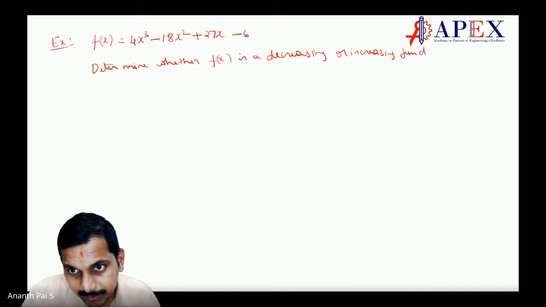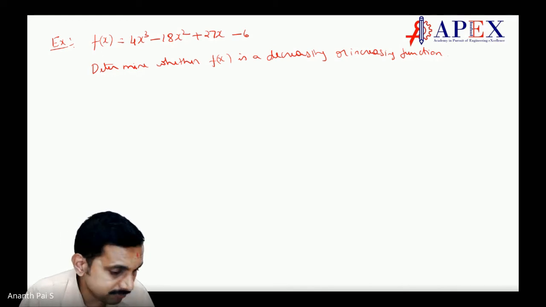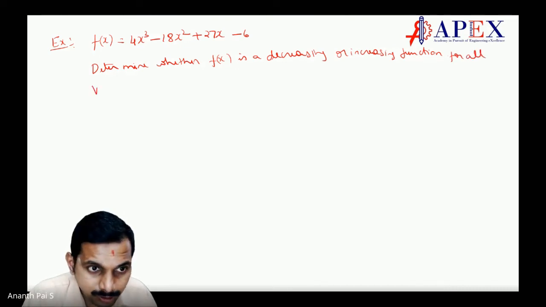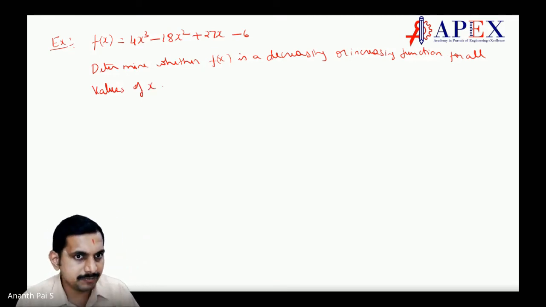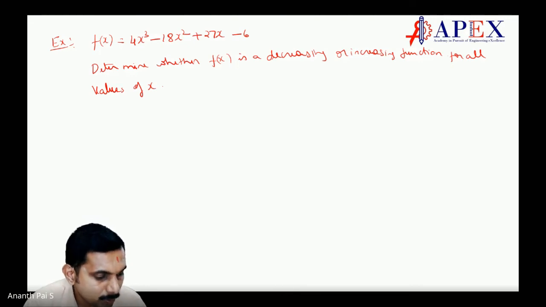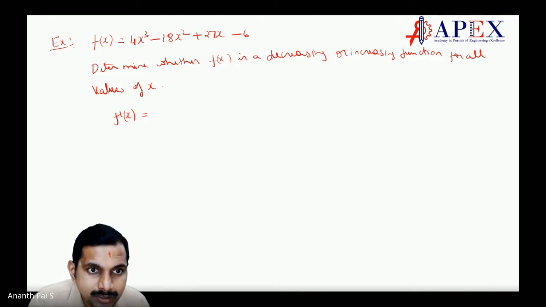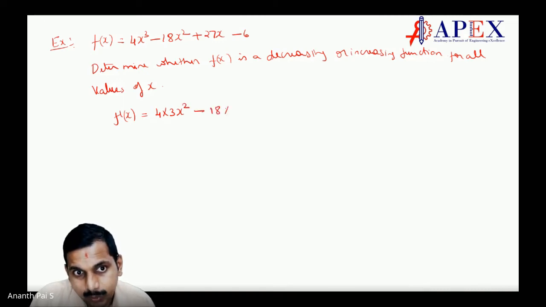Simple and straight. What should you write? You should find out dy by dx. That's it. You find the increasing or decreasing nature for all values of x. Can we do that, students, whether it's a decreasing function or increasing function? Let us do that. You have to just find out f dash of x. What is f dash of x? f dash of x is 4 into 3x square minus 18 into 2x plus 27.